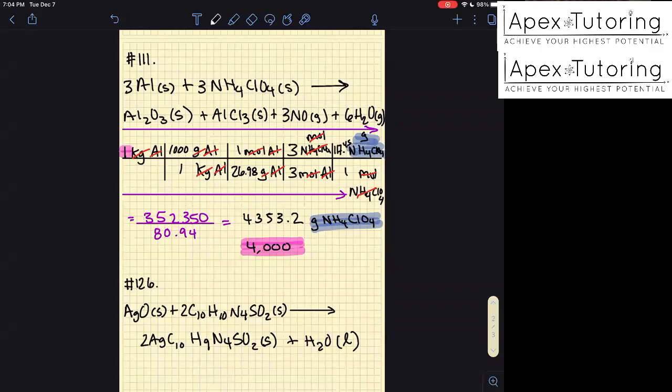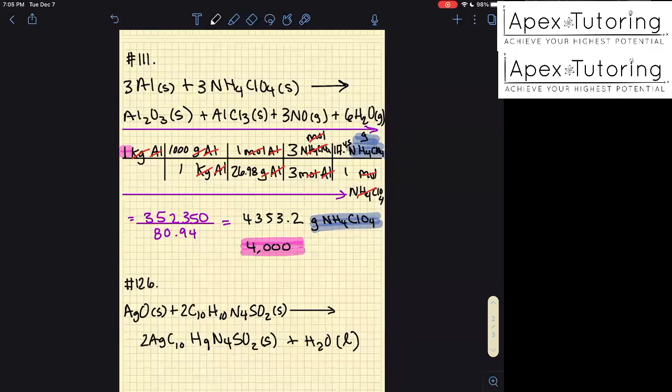So for number 126, they gave us two different numbers. So it's kind of like we have to do these train tracks twice. And then whichever number is the smaller number is the real answer. Because the other one's just the leftover sack of flour. That really doesn't mean we can make 200 cookies.